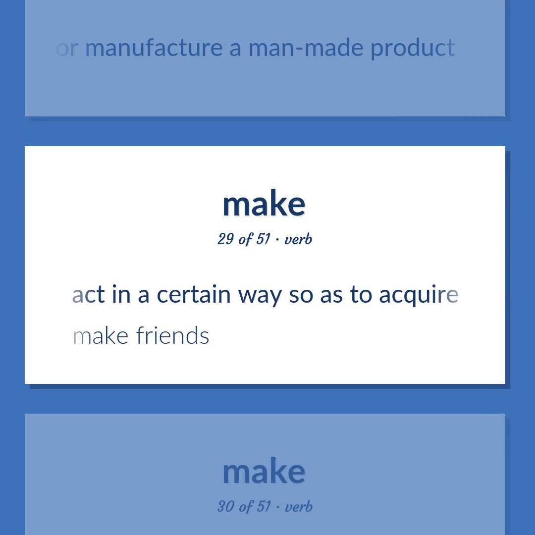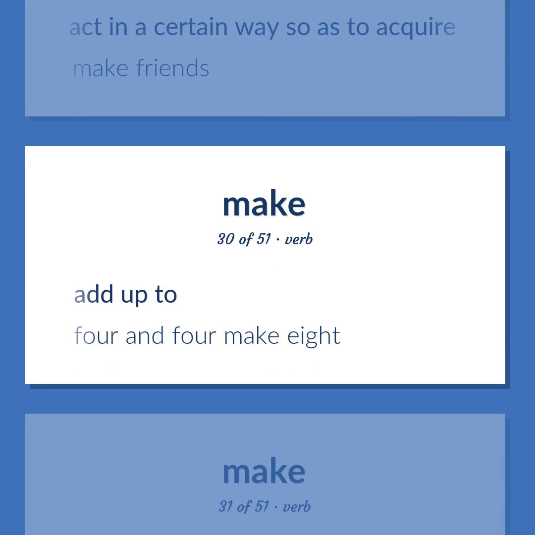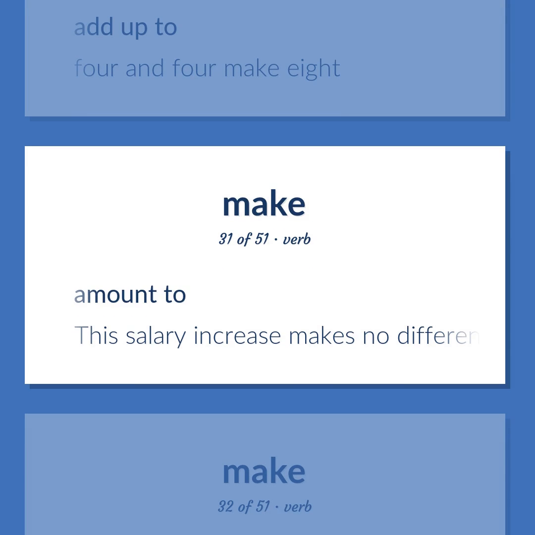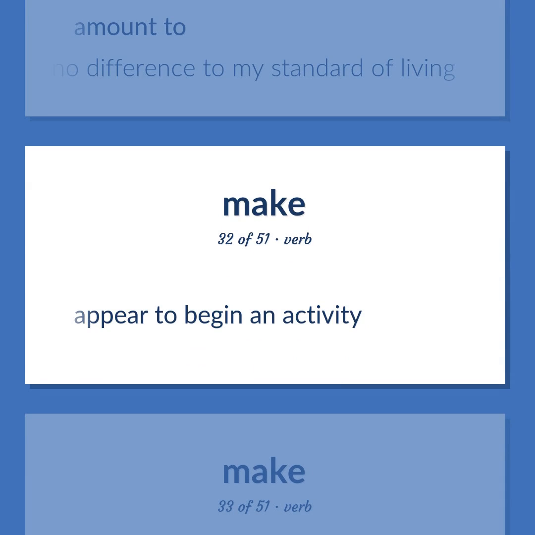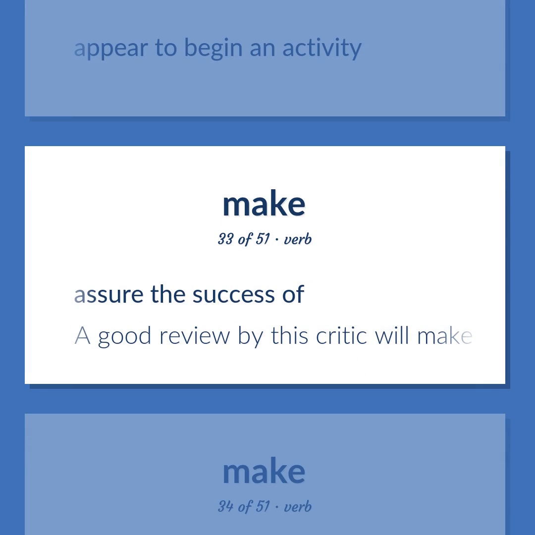Act in a certain way so as to acquire. Make friends. Add up to. 4 and 4 make 8. Amount to. This salary increase makes no difference to my standard of living. Appear to begin an activity. Assure the success of. A good review by this critic will make your play.